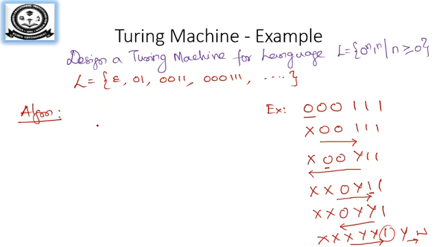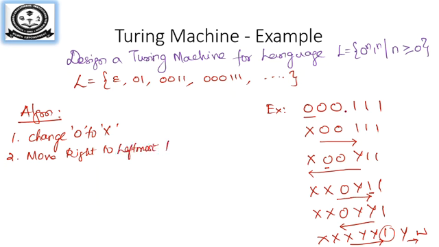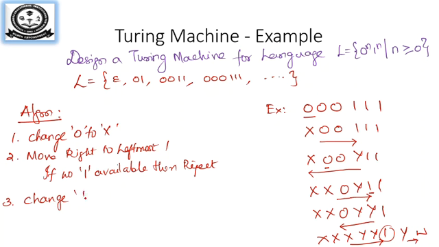So we are going to form an algorithm for this. The first step is to change 0 to X. So the terminal symbol 0 should be made into X. Then move the tape head to the right side to the leftmost 1, which means the first occurrence of 1. If in this step no 1 is available, then we will reject the string. Otherwise, we change the 1 to Y.